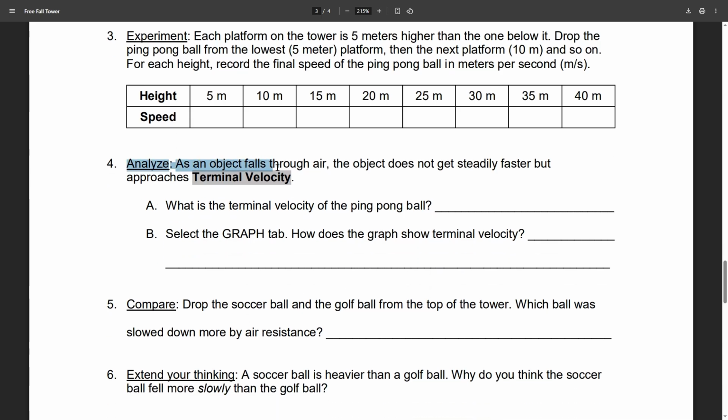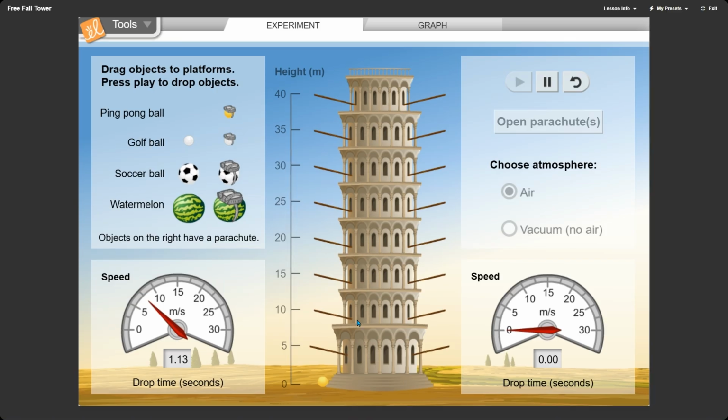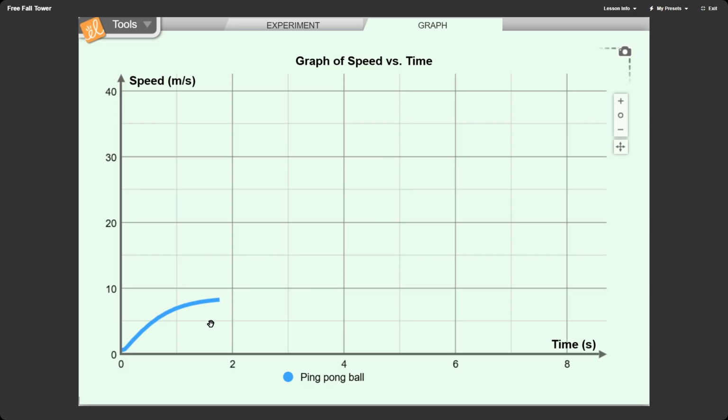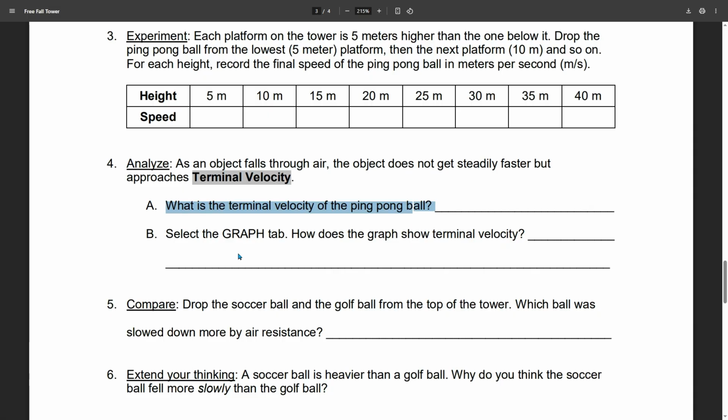Analyze. As an object falls through the air, the object does not steadily go faster but approaches the terminal velocity. Question 4a. What is the terminal velocity of the ping pong ball? So as you run it, you'll see the graph start to form, and this number, you can zoom in on it if you want, will show you the terminal velocity of the ping pong ball. All right, so you can look at that and write down what it is in meters per second.